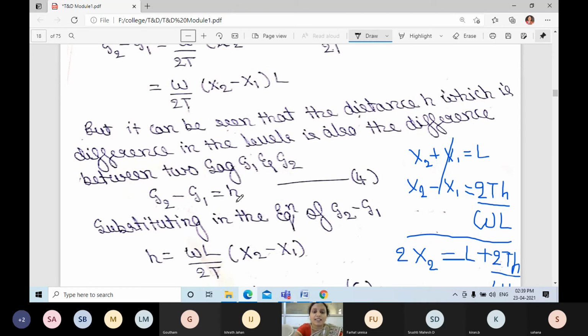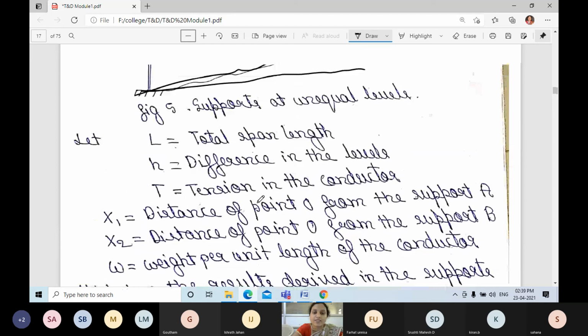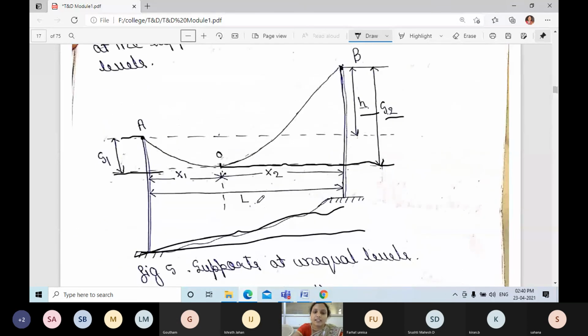Here S2 minus S1 is nothing but H, the difference in the levels, as I already said. You can observe it in the figure also. This is the distance S2, and from here to here is S1. So S2 minus S1 gives you the value of H.